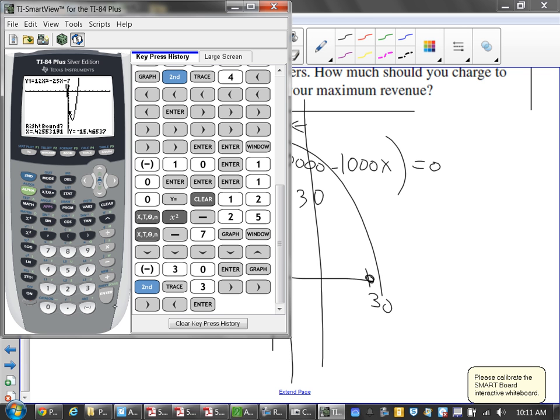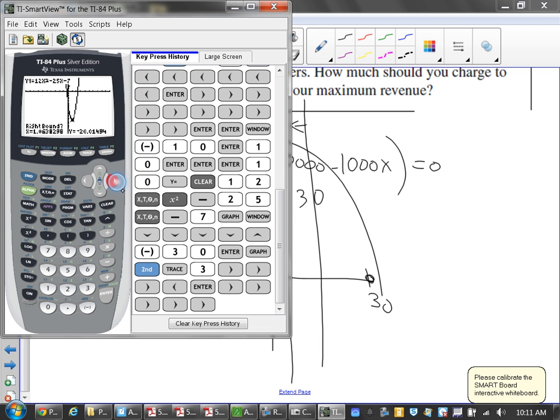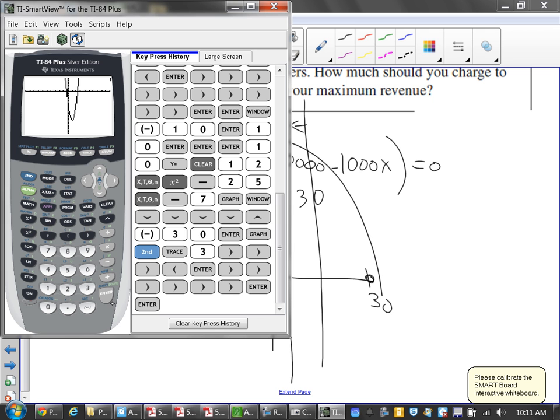I hit enter. That little arrow comes up. I move it around the curve, and I hit enter again. Guess. To be honest with you, I have no idea why it says guess. I've never understood why they want you to guess where it is. It's a game.